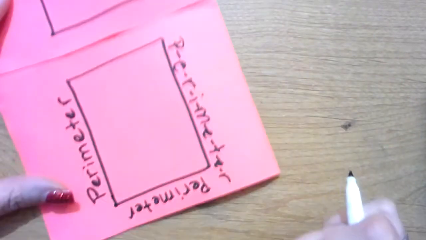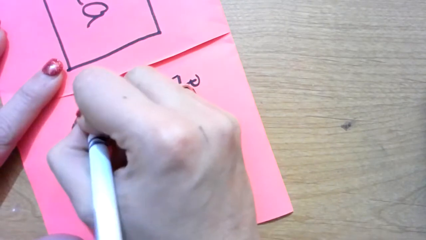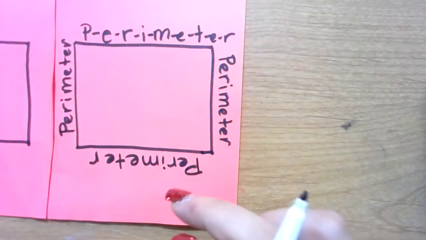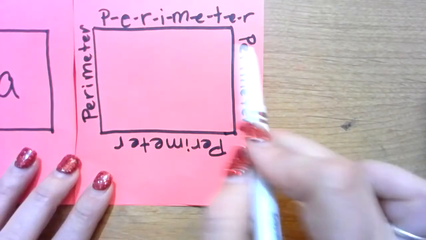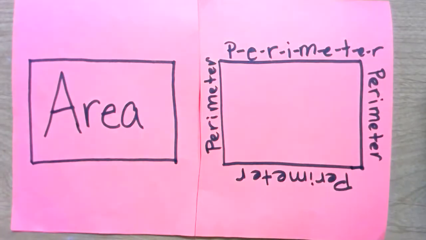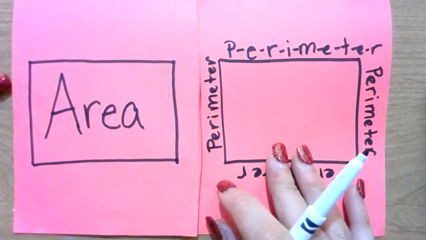And I just put those little tally marks in between it. You don't have to do that. Perimeter. So that's what that says. Perimeter with the little marks in between it. So perimeter is the distance around the shape. All right, so that's what that looks like so far. Lift open the first door.